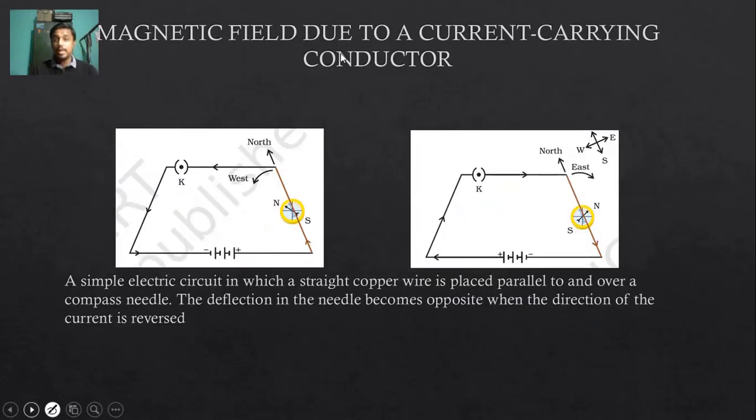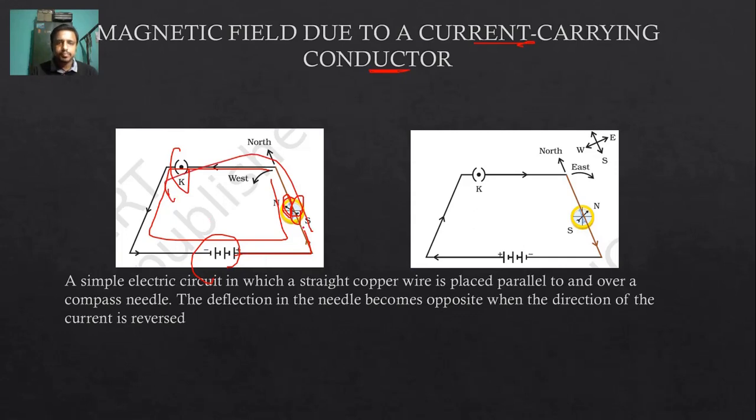This is the magnetic field due to a current carrying conductor. This is a circuit. This is the battery. This is the key. Here the compass is placed. The current direction is from this side to this side. So the deflection you can see, in terms of north and south, would be which direction? This would be northeast, I guess. If this is east, yes, this should be northeast.